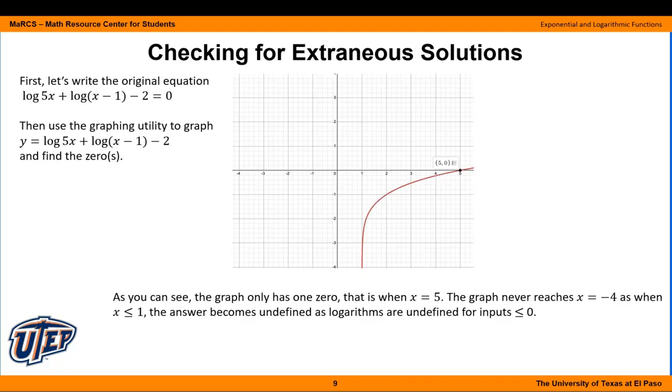Let's verify the result graphically. The graph shown represents the original logarithmic expression. Notice that the graph crosses the x-axis only once. The x-intercept occurs at x equals 5. There is no x-intercept at x equals -4. This confirms what we found algebraically. The value x equals -4 must be rejected because the logarithmic expression is undefined there. Therefore, the only valid solution is x equals 5.